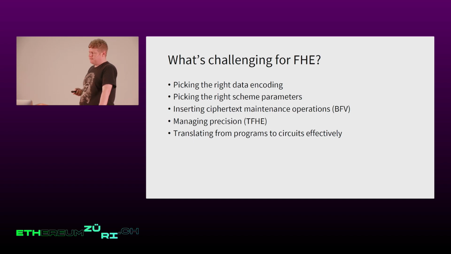So what's challenging for FHE? You have to pick the right encoding, how you want to map your data onto the underlying plaintext values. You have to choose the right scheme parameters. You have to insert ciphertext maintenance operations as appropriate, for example, relinearization with BFV. You have to choose the right amount of precision you want to use if you want to use TFHE. And then finally, you have to make an efficient circuit that performs the calculation you want to do.